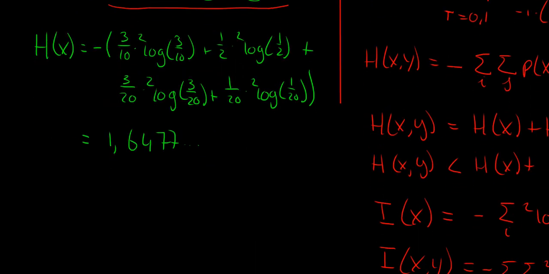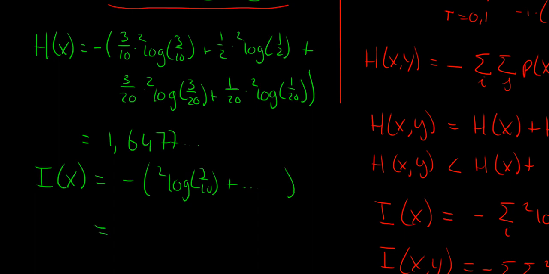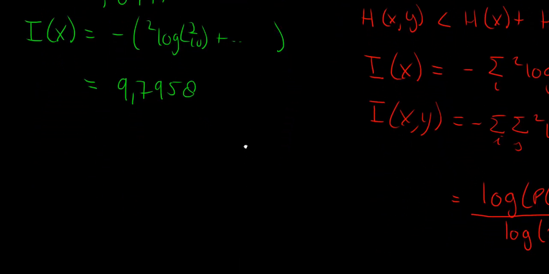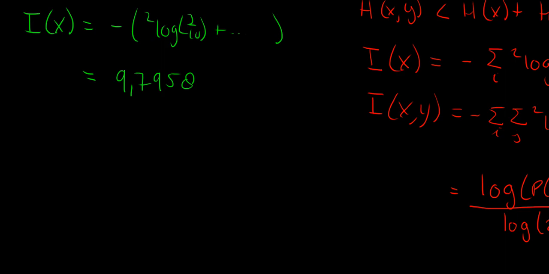If we were also to calculate the information, it would just be the logarithms over 10 plus everything else, and we would get a value of 9.7958. This just says how much information the outcomes give. You can also look at the information of outcomes individually, of course.